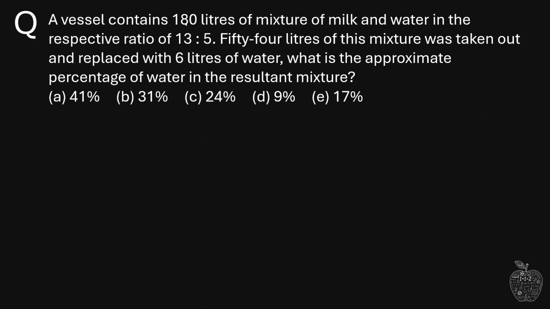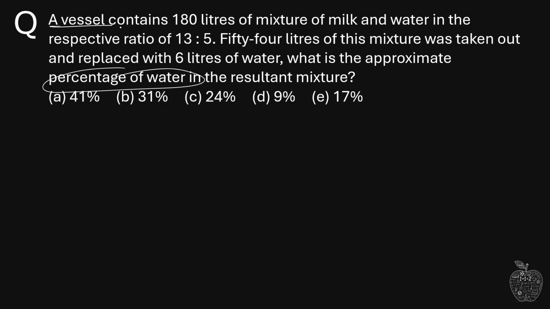A vessel contains 180 liters of mixture of milk and water in the respective ratio of 13:5. 54 liters of this mixture was taken out and replaced with 6 liters of water. What is the approximate percentage of water in the resultant mixture? Now here the question is asking us percentage of water. So what we'll do is solve this question with respect to water only.